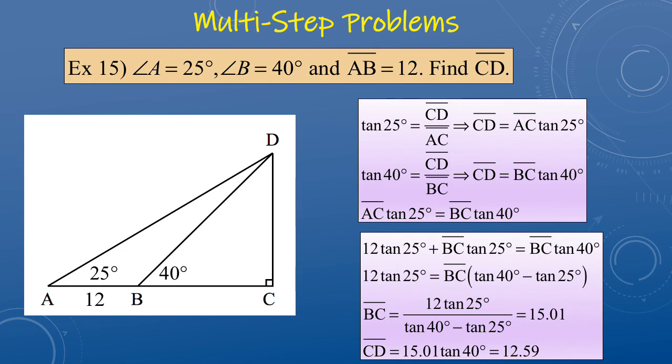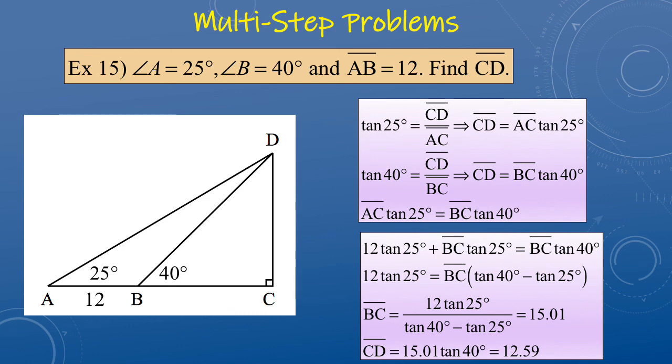The key to this problem is realizing that AC is equal to AB plus BC. So we can break up AC into 12 plus BC. So in our last statement, we can write 12 tangent 25 degrees plus BC tangent 25 degrees is equal to BC tangent 40 degrees. Looking at that, we realize that we know all the information except BC.